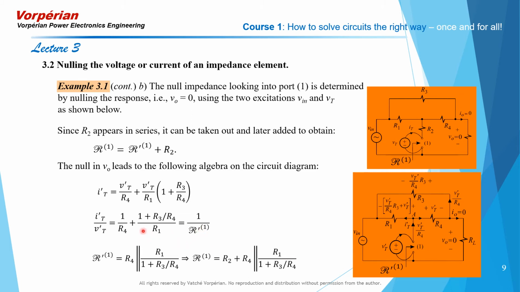It is given by 1 over R4, the 1 over R prime 1 is given by 1 over R4 plus this expression here, which tells me that it is the parallel combination of R4 and R1 divided by 1 plus R3 over R4. So this is doing the algebra on the circuit diagram, and it results in this expression for R prime 1, and therefore R1 is given by this. And this is the null driving point impedance looking into port 1 of this circuit here with V0 nulled, where V0 is the voltage across RL.